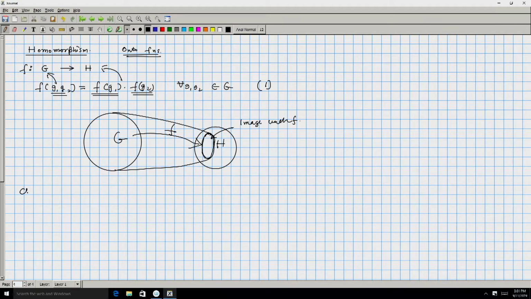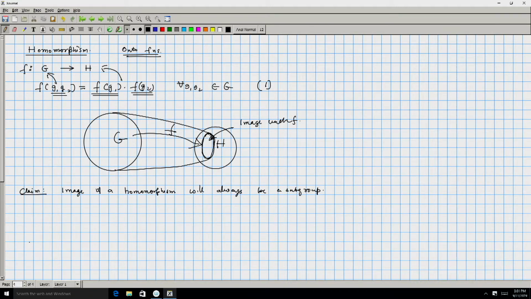Now, this is an easy claim that you can verify. Image of a homomorphism will always be a subgroup. So, even if we had taken the larger collection and we were just looking at the image, that will be a subgroup of H. That is the reason why we can restrict our attention to homomorphisms which are onto.